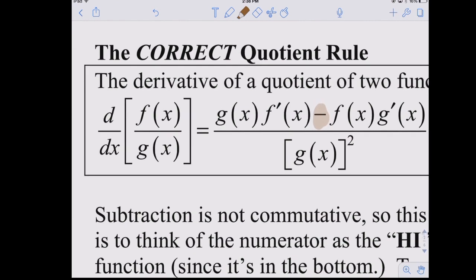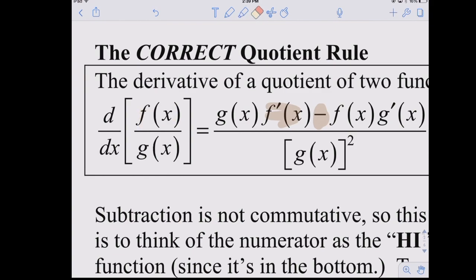So notice the first term has to have the derivative of the numerator first. So you think of it now as a pattern, right? The derivative of the numerator times the denominator minus the numerator times the derivative of the denominator, over the denominator squared. That's a lot easier to remember, right?